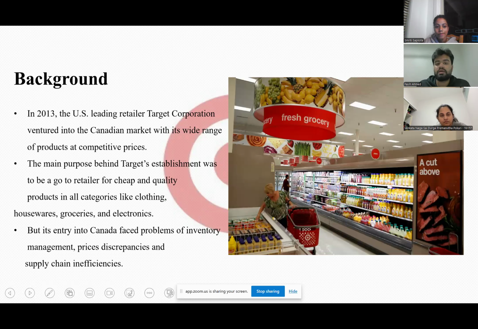The main purpose behind Target's establishment was to be a go-to retailer for cheap and quality products in all categories, like clothing, housewares, groceries, and electronics. Leveraging its well-known brand from the US, the company also sought to attract Canadian consumers, especially in areas of high retail demand in urban areas. With the goal of differentiating itself from stores in the region while still creating a shopping experience similar to its US stores, the company envisioned creating better store layouts with exclusive house brands.